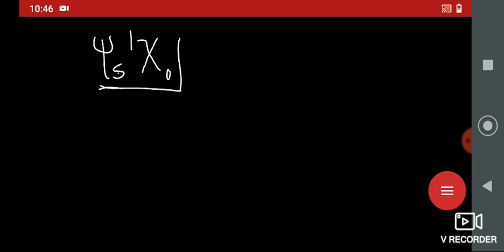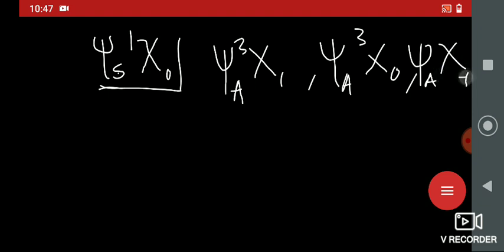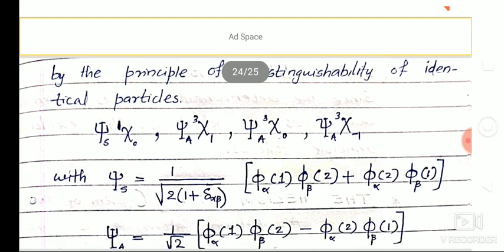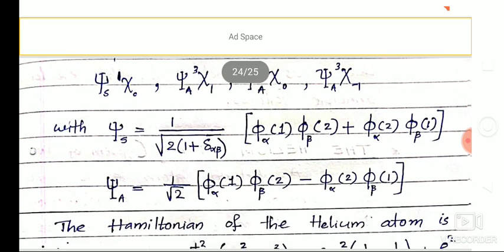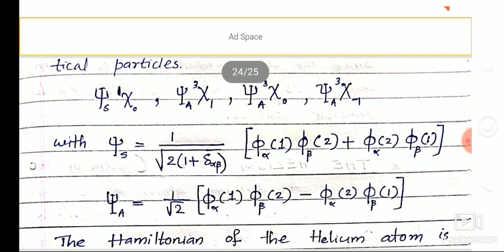Then if the space part is antisymmetric, we can have these 3 combinations. For the triplet states, as they are symmetric, we have to take the space part antisymmetric. And for the singlet state, as it is antisymmetric, we have to take the space part symmetric. So these 4 are the possible wave functions. Here I have written these symmetric and antisymmetric wave functions, which we have already mentioned earlier.